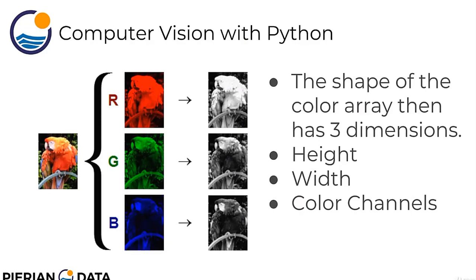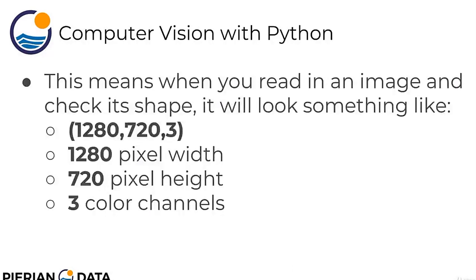So what does that actually mean when you read in a color image with Python and a computer in general? When you read in an image, it's going to actually have 3 dimensions: a height dimension, a width dimension, and then 3 dimensions for these color channels, red, green, and blue. So if you were to check its shape, if you read it in as a NumPy array, the shape is going to be something like 1280 by 720 by 3. That would be the pixel width, the pixel height, and then the actual 3 color channels.